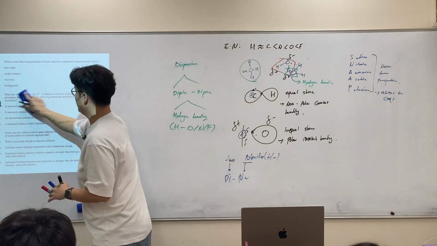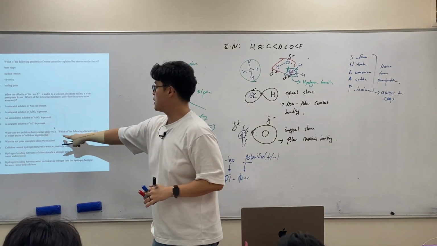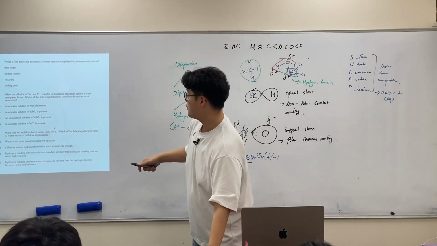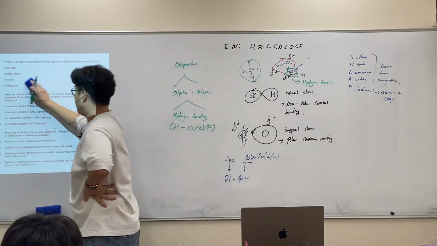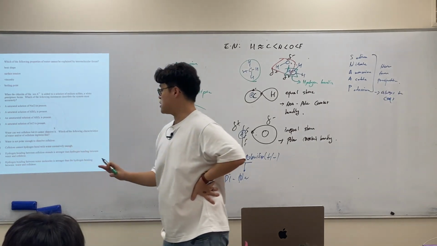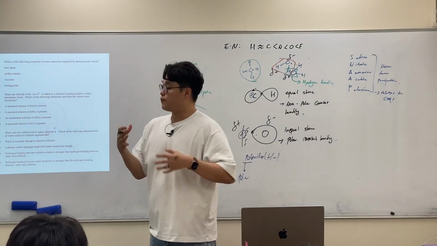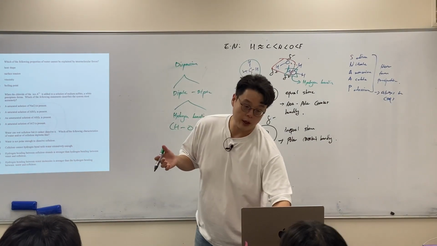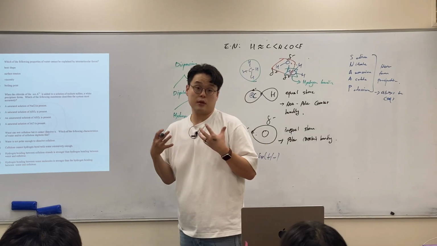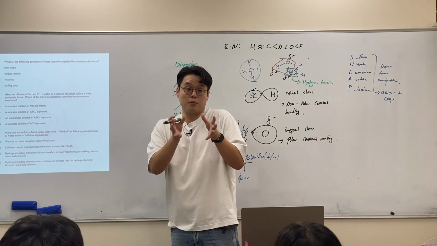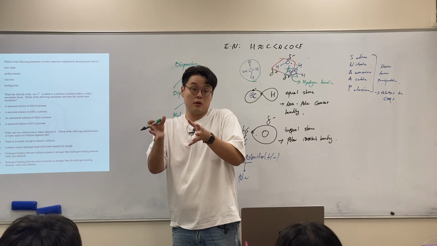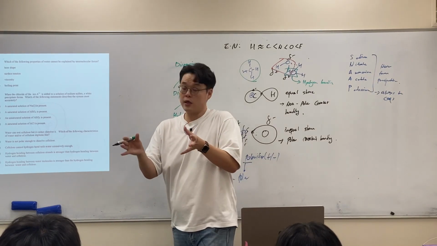Question 3. Water can wet the cellulose, but it cannot dissolve it. Which of the following characteristics of the water or the cellulose explain this? So, if the cellulose is not dissolved in the water, what tells you that? It's the cellulose. We know the water is polar. The cellulose is not polar. That's what this tells.